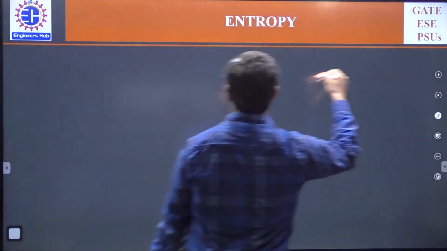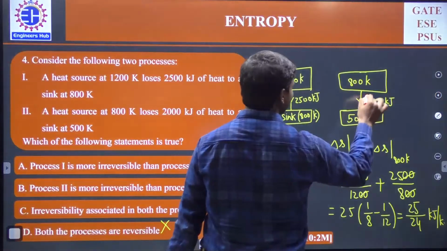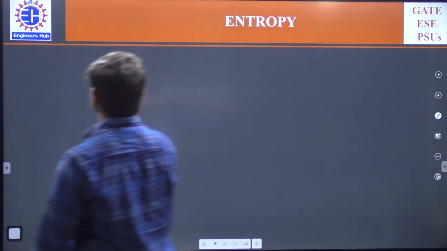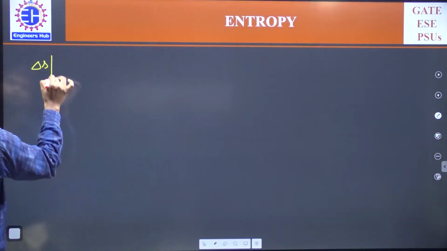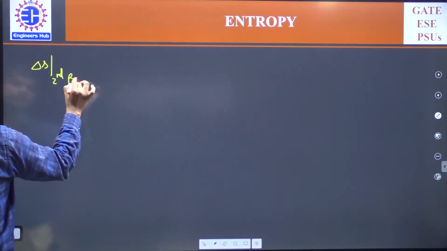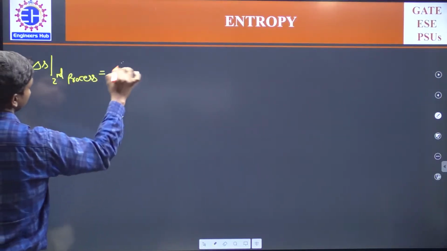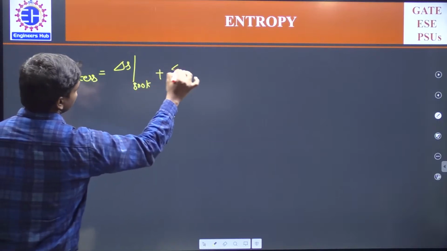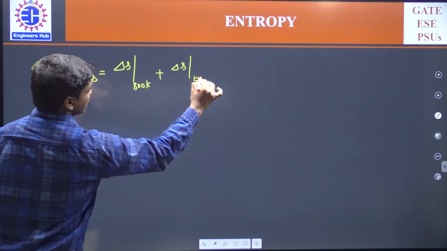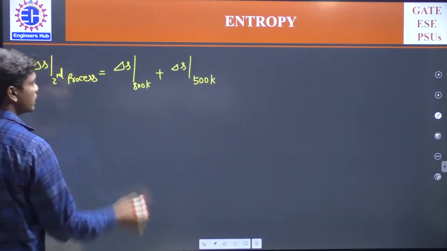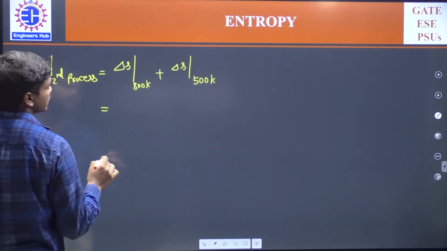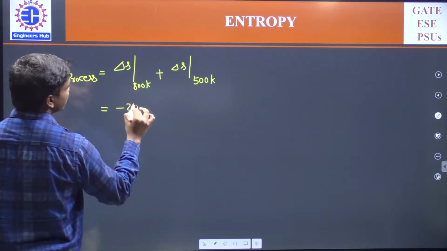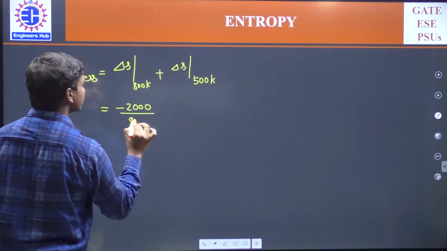Next, if you go for the second process where heat transfer is occurring between 800 and 500 Kelvin temperatures at 2000 kilojoules, so delta S for the second process is equal to delta S of the body at 800 Kelvin plus delta S of the body at 500 Kelvin. Now see, this 800 Kelvin source is losing 2000 kilojoules of heat. So minus 2000 kilojoules divided by 800.